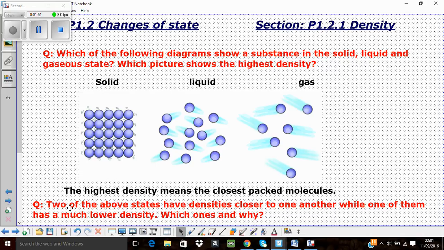The next question on the bottom: two of the above states have densities closer to one another while one of them has a much lower density. Which ones and why? It's kind of obvious here, closer one to another is either solid with liquid or the liquid with the gas. So we have two options. Either the solid and the liquid, their densities are closer one to another, which means their particles are pretty equal in tightness, in closeness, or the liquid with the gas.